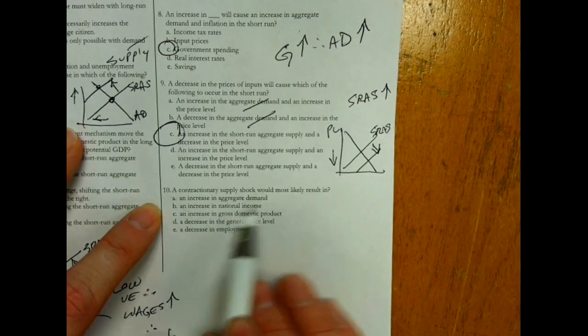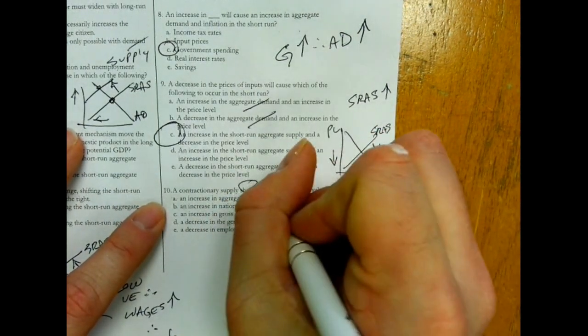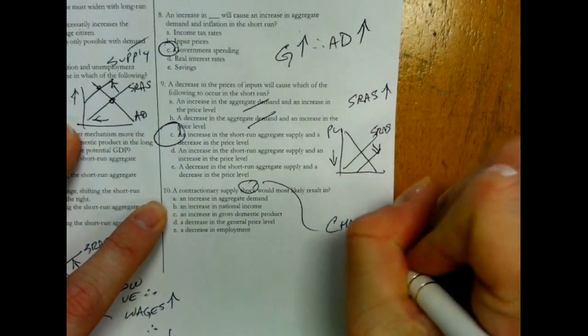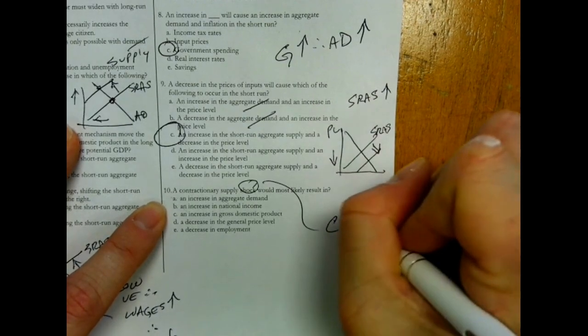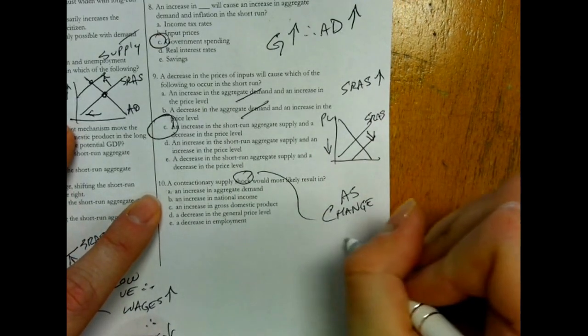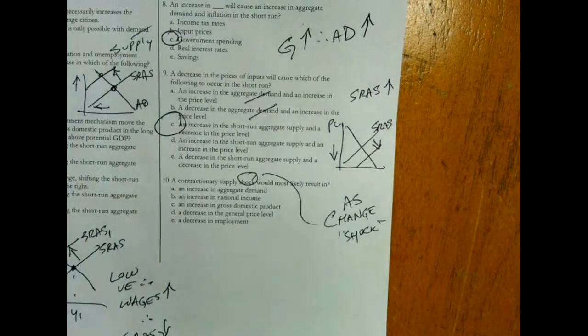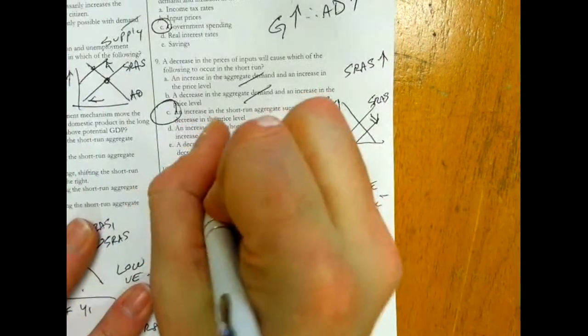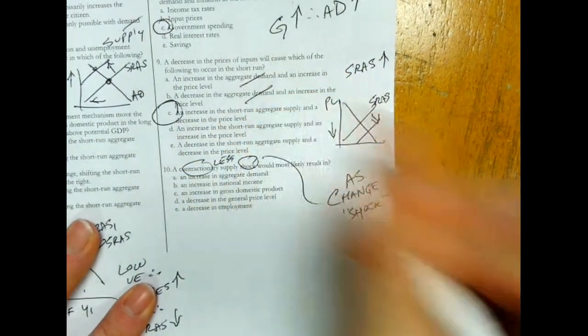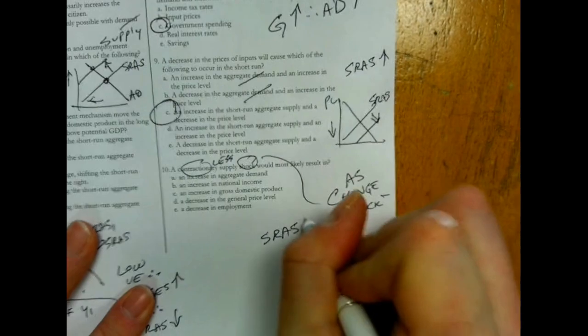Number 10, a contractionary supply shock would most likely result in. So this just means a change, right? So if you ever see that supply shock, it means aggregate supply change. It's a shock. It's unexpected. So all that just really means it's like, oh my gosh. Contractionary means less. So we would say SRAS is decreasing.